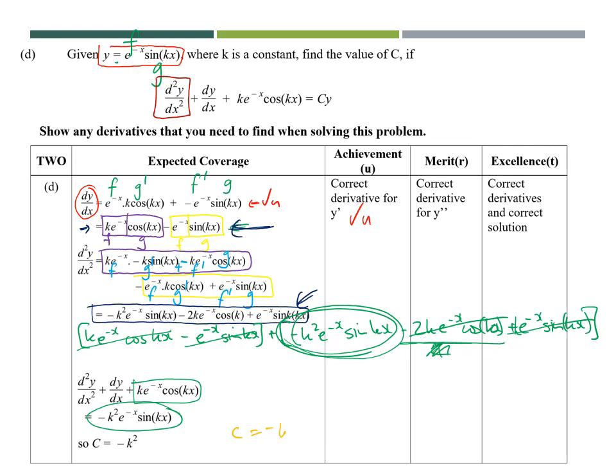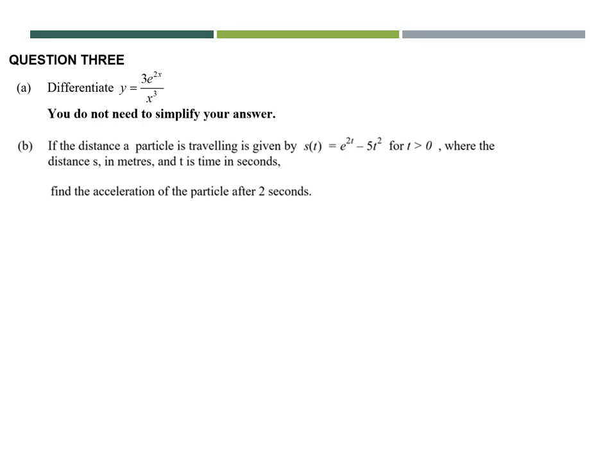C is negative k squared. That's quite a tricky question, but I'll bring it here first. Right. Next one.